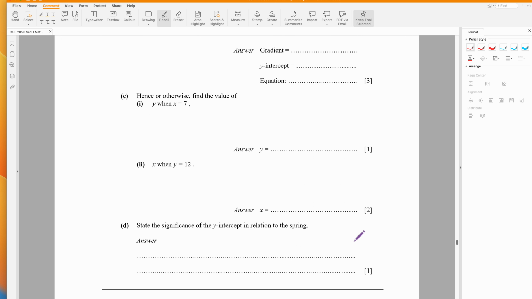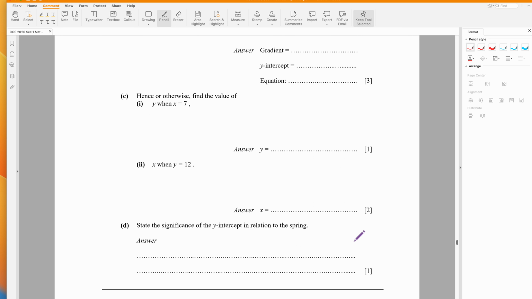Then state the significance of the y-intercept. What's the significance of the y-intercept, 4.8? They have been asking you the significance of gradient, then this time they ask you for y-intercept. It's good that we have the significance of y-intercept. So what's the significance of gradient?